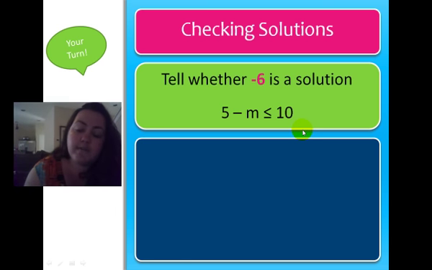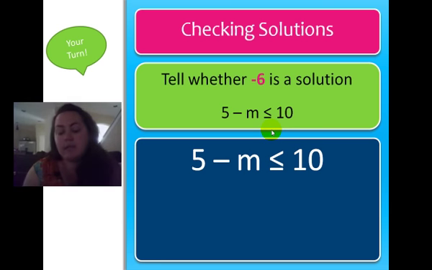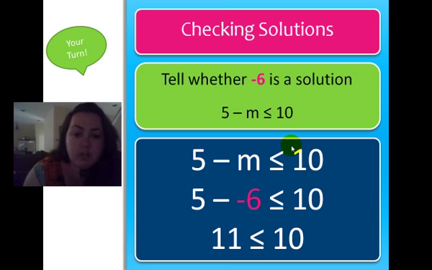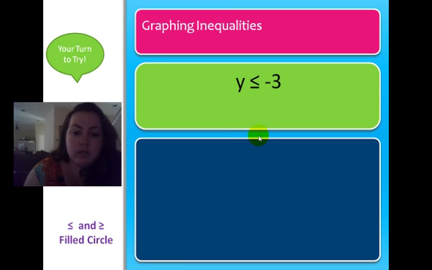Alright, tell whether negative 6 is a solution to 5 minus m is less than or equal to 10. So I'm going to plug in negative 6 for m. I get 5 minus negative 6. Well, when I minus a negative, that becomes addition. So it's really 5 plus 6, which makes 11. Well, 11 is not less than or equal to negative 10. 11 is greater. So this is false. So negative 6 is not a solution.